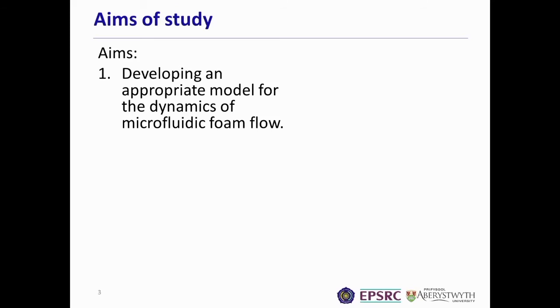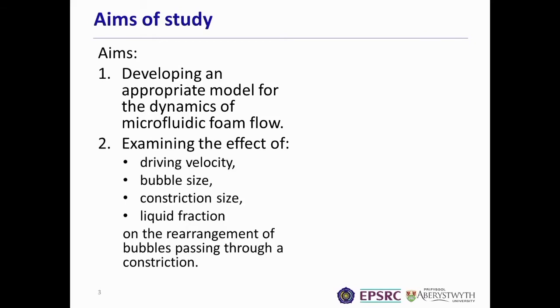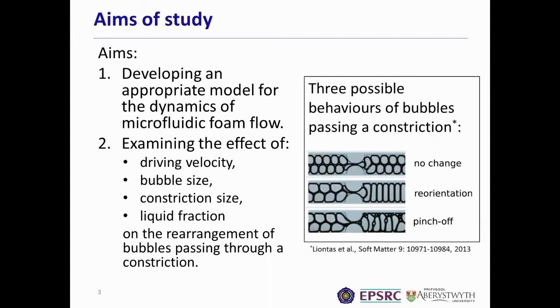First we need to develop the appropriate model for the foam flow, and after we have the model, we want to examine the effect of the driving velocity, the bubble size, the constriction size, and the liquid fraction on the rearrangement of the bubble passing through the channel with constriction. There are three possible behaviors of the bubbles when they pass through a constriction. First, there won't be any change, so it just keeps its shape. It can also be reorientation, or pinch off, when the bubble breaks up into smaller bubbles.